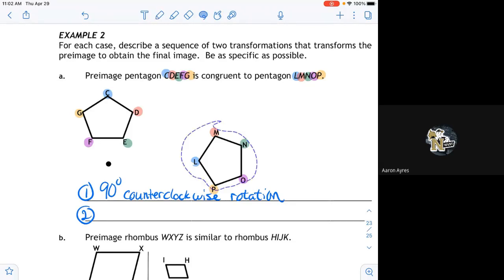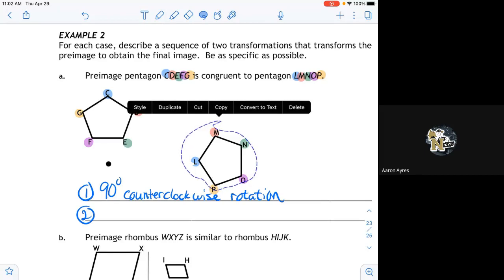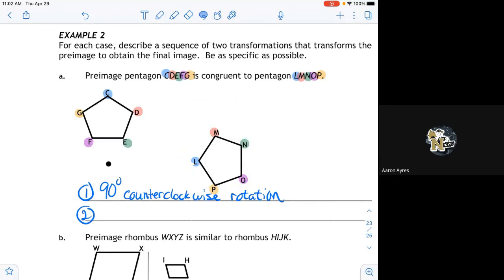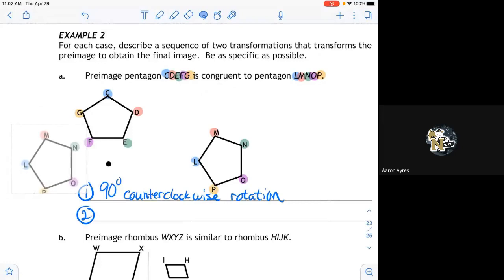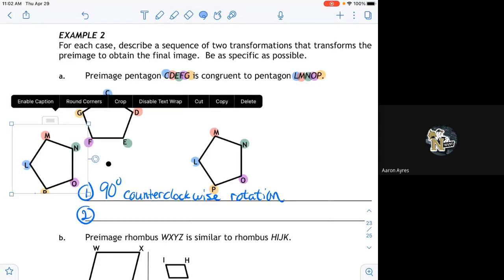I got an idea here. Let's see if this works. Oh, it didn't. Oh, hold on. There we go. That's what I was looking for. Okay, so here's the deal. If I rotate it, that's what would happen, right? That's about where it would be.